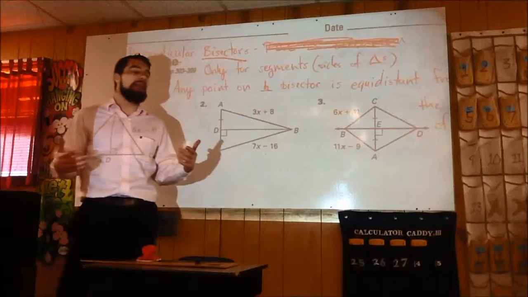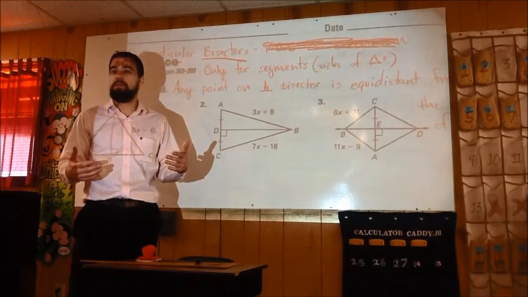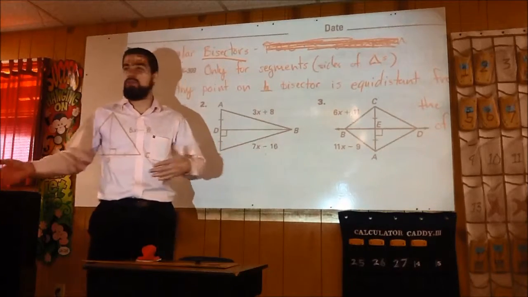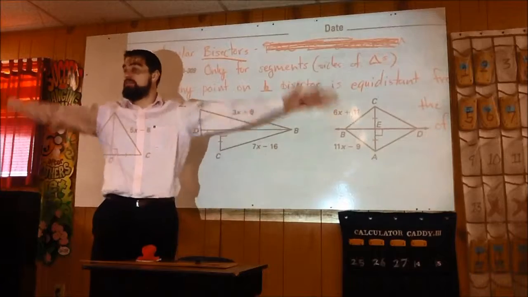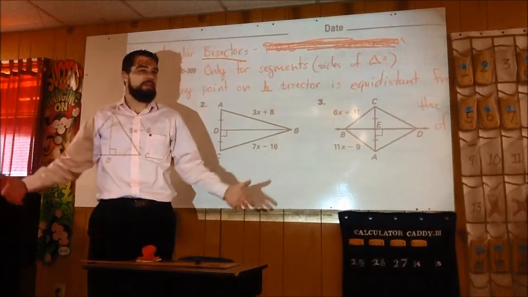Can you bisect a line? No, because there's no ends. How do you know where the midpoint is? A line continues in both directions forever and ever. So we don't know where the midpoint is, so therefore we can't bisect it.